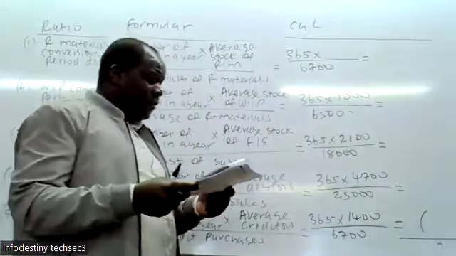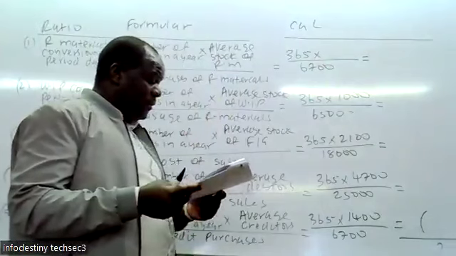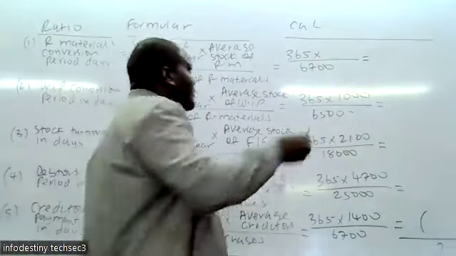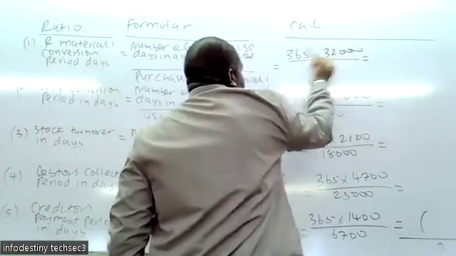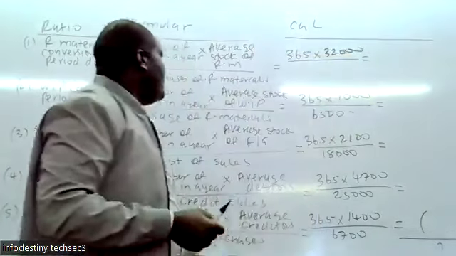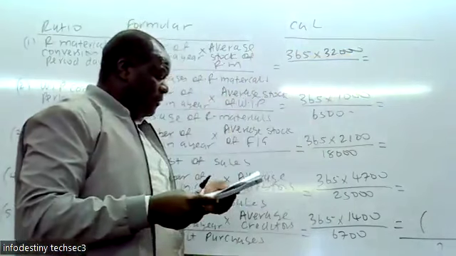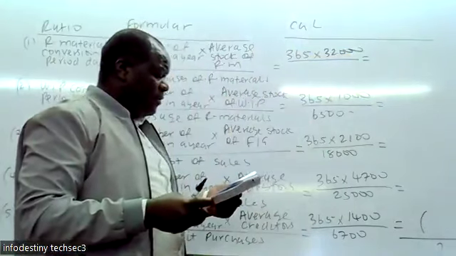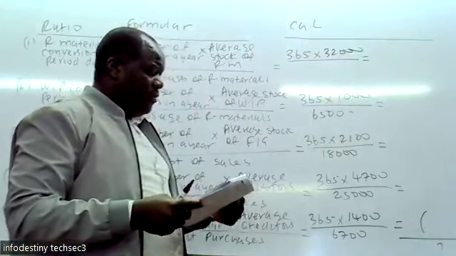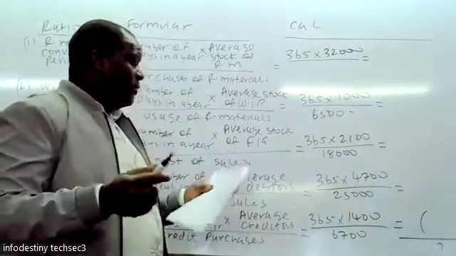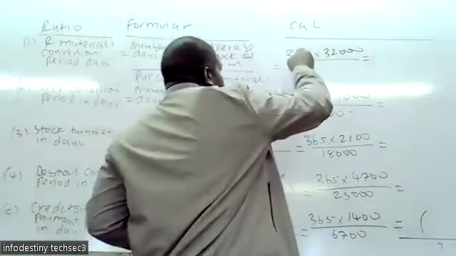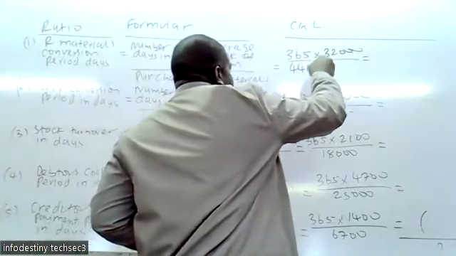So average stock of the raw materials is 32,000. Then we divide by purchases of the raw materials. So I said raw material consumption will work for us as the purchases for the raw materials. So it is 440. The figure is 440.